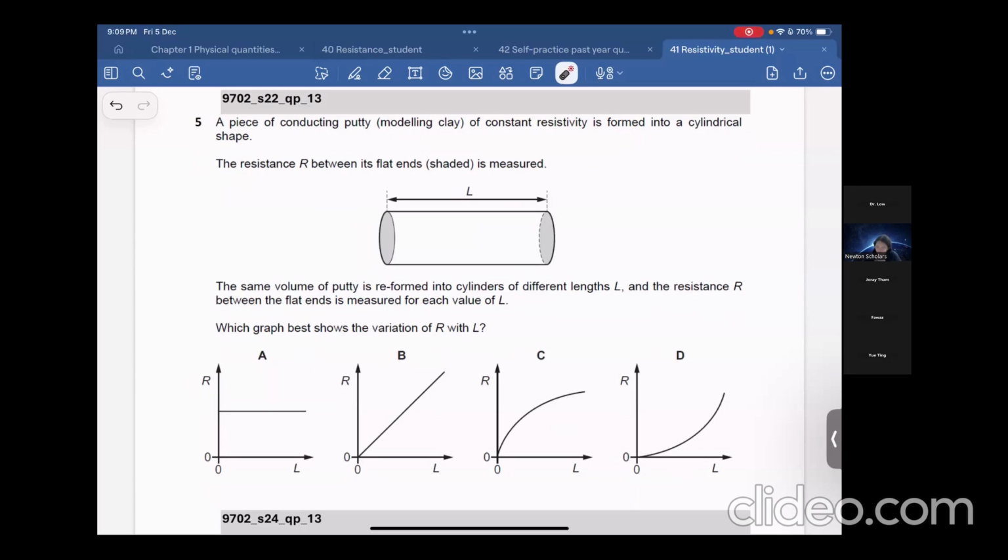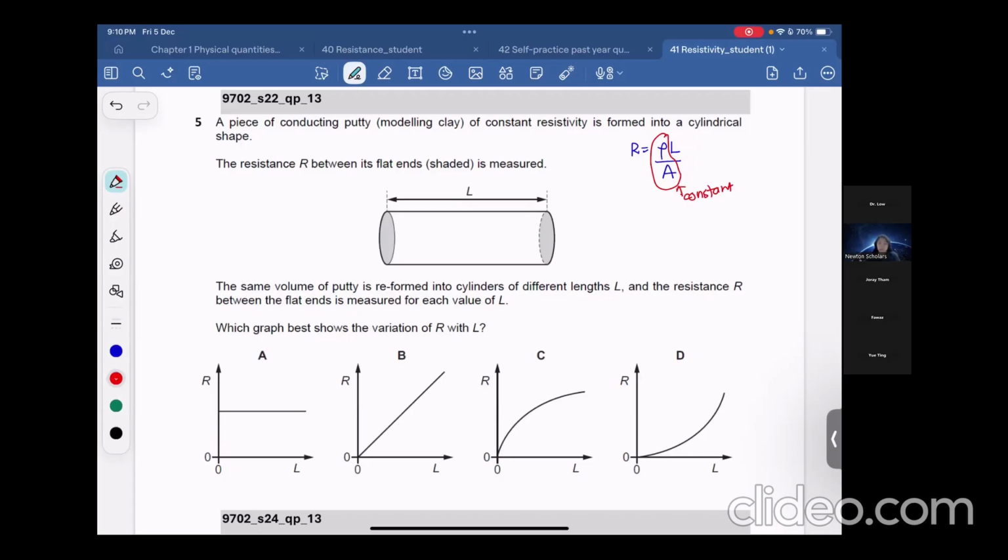Okay, so for this question, what is this? The resistance. Talking about resistance, we learn resistance is rho L over A. So if I want to compare the L and R graph, that means this part must be a constant, cannot change. So I only can compare what's going on with your L and R.